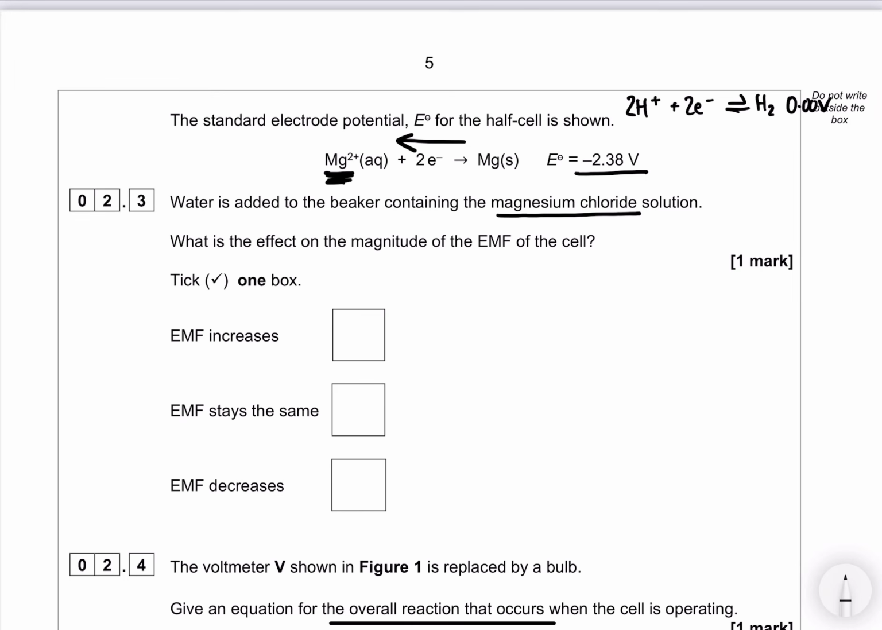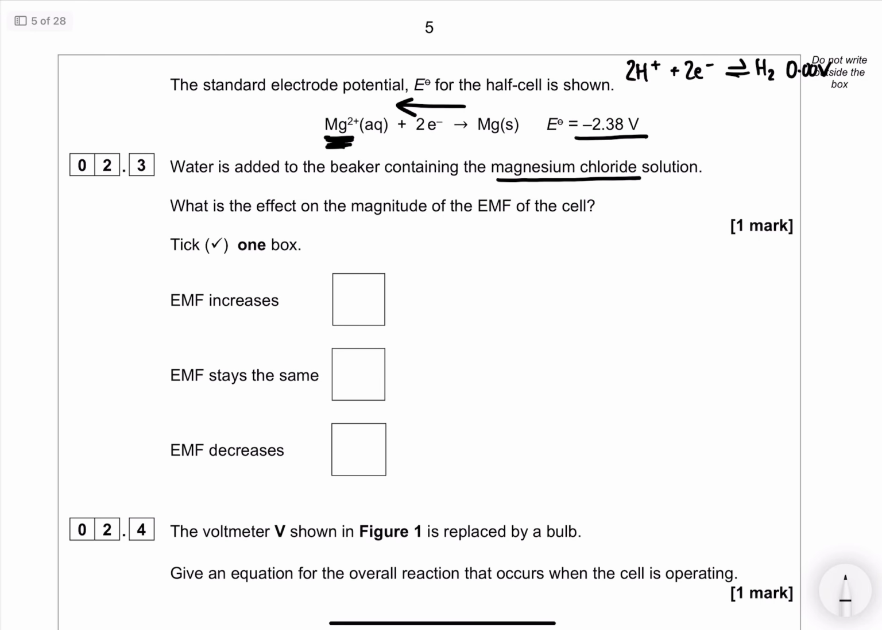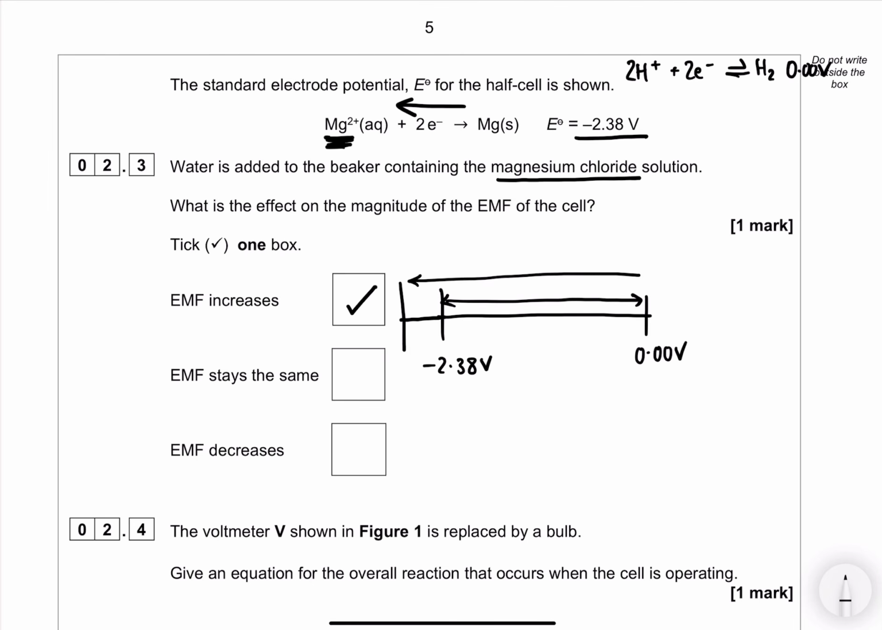So if you think about it in terms of the EMF of the cell, what you've got here is something that's 0.00 volts and something that is minus 2.38 volts. And we're shifting the equilibrium left on the magnesium half cell, making it more negative. And so overall, the gap, the distance away from the hydrogen half cell is going to increase.